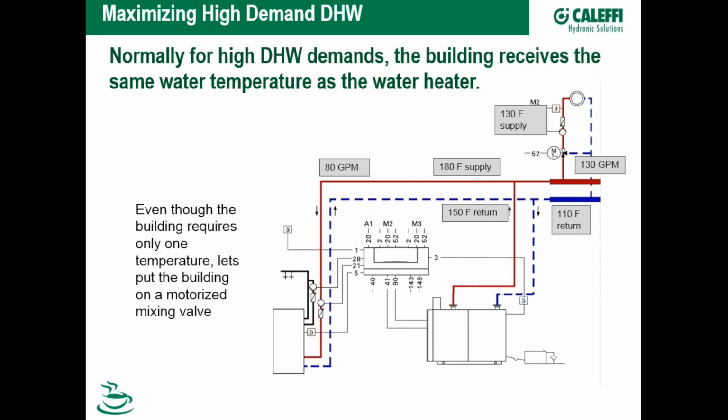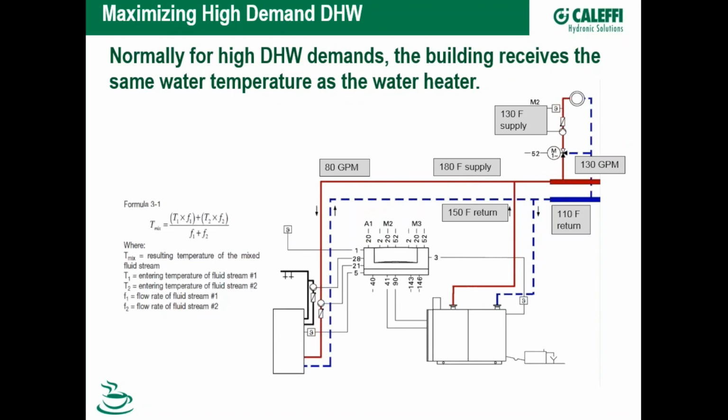So all of a sudden, the return water temperature is not 150. It's lower because it's mixing with this 110. If I do my numbers using my mix temperature formula, the boiler is coming back at 125 degrees. So all of a sudden, by adding this mixing valve into the package, I now have a water temperature that can get this condensing boiler to condense, and it runs more efficiently.